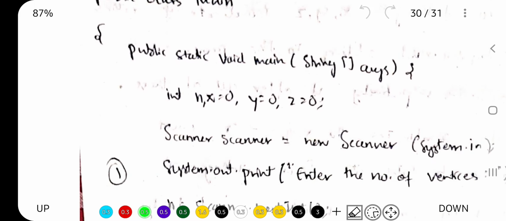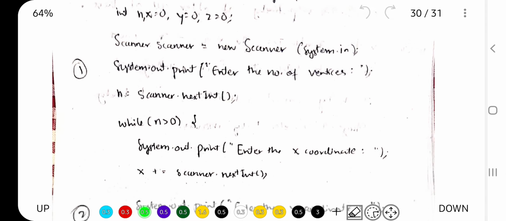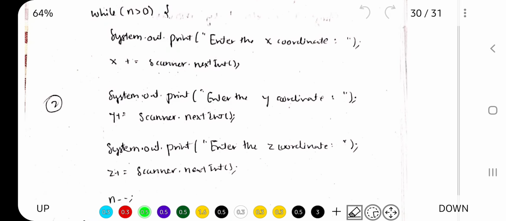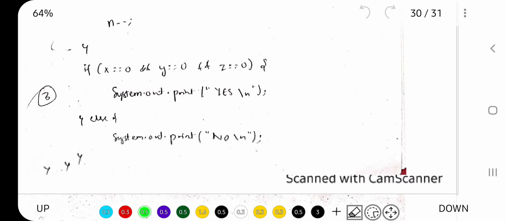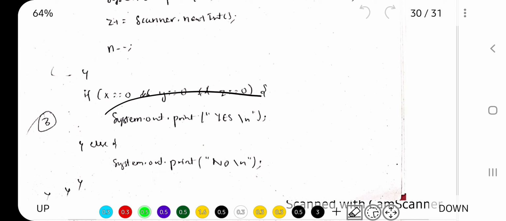So for that, what we are doing here is we are just taking the n value here, how many vectors we are going to take. After that, for each vector we are iterating here, and we are adding up the x, y and z values, and after the addition, if all are 0, that means the forces cancel each other in the x and y and z coordinates. If it's 0 it's yes, else it's no, means if any of this is not 0 it will come here and it will print as no.